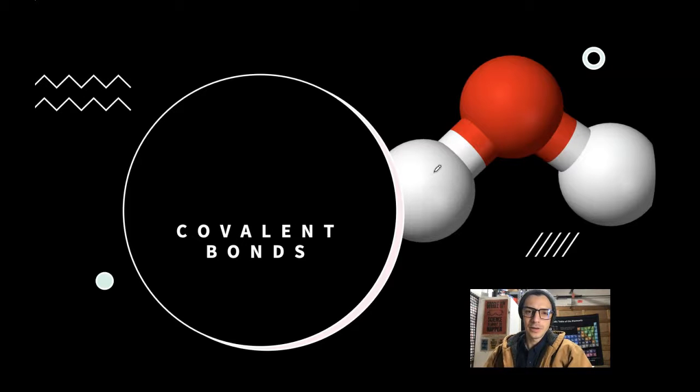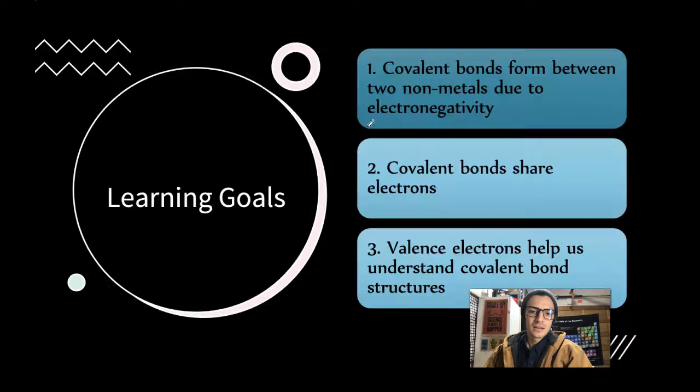This video is on covalent bonds. After this video, you should learn that covalent bonds form between two nonmetals due to their electronegativity values. You should also learn that covalent bonds share electrons, and that valence electrons help us understand the covalent bond structures.